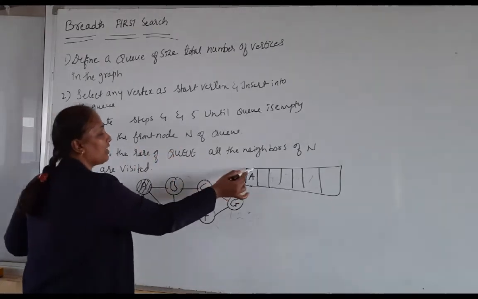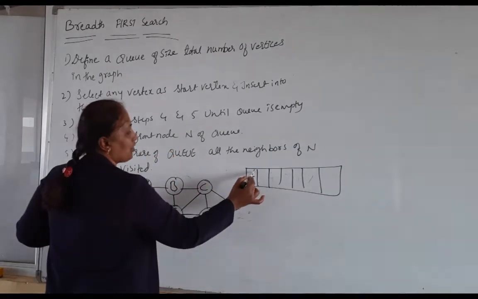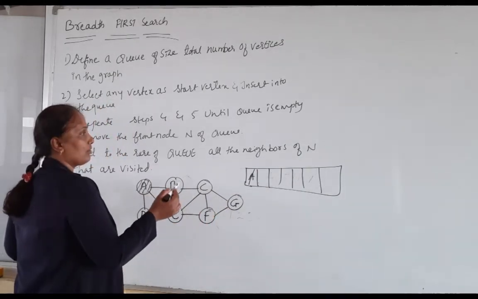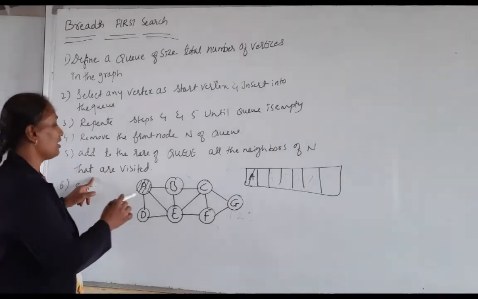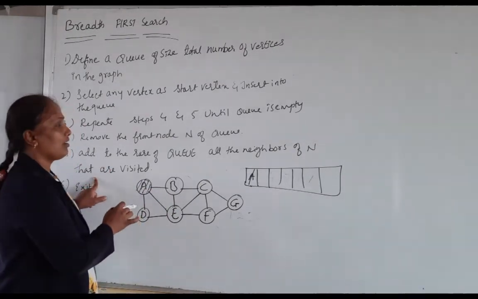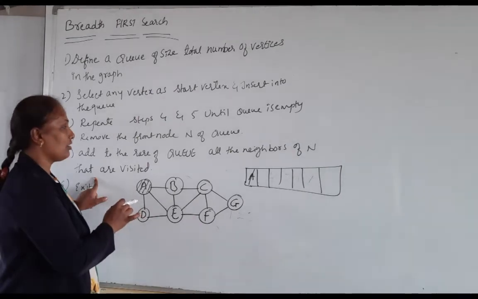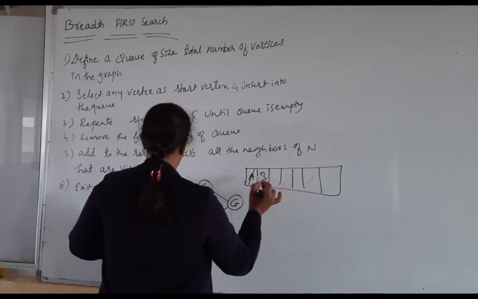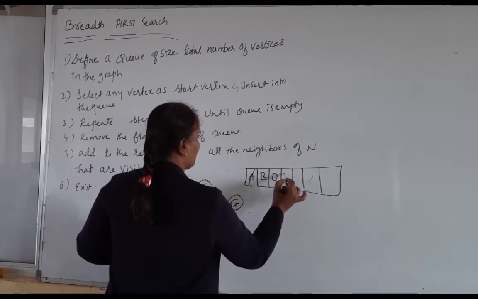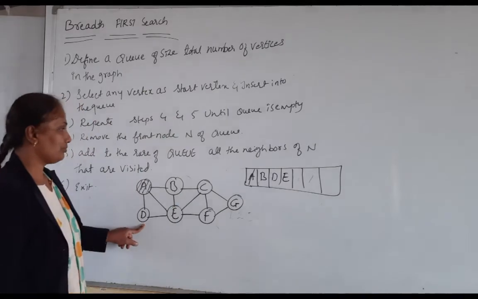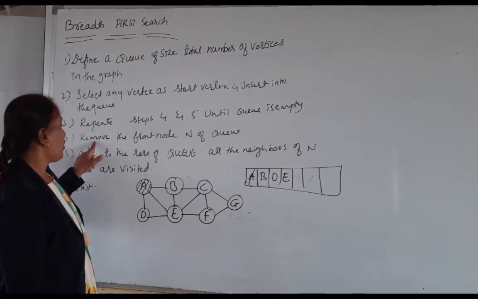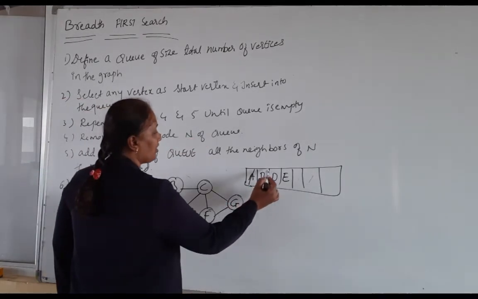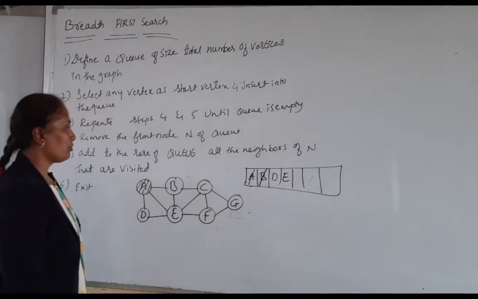According to step 4, I am going to delete this from the queue. So I will delete this, then I will make an entry of its neighbors. I will add the neighbors of this A from the rear into the queue. So what are the neighbors of this A? B, then D, E. Okay. Next, according to step number 4, remove the front node n of Q. So which is the front node here? Now B is the front node. So I am going to remove that.